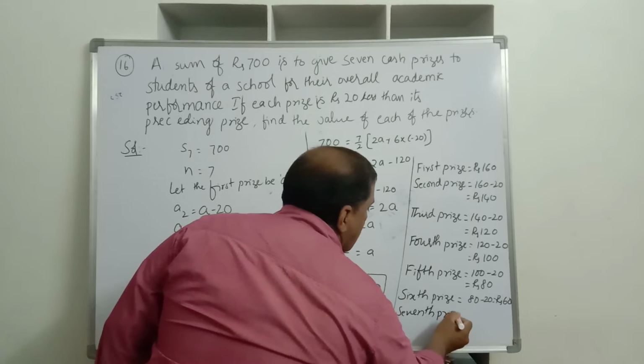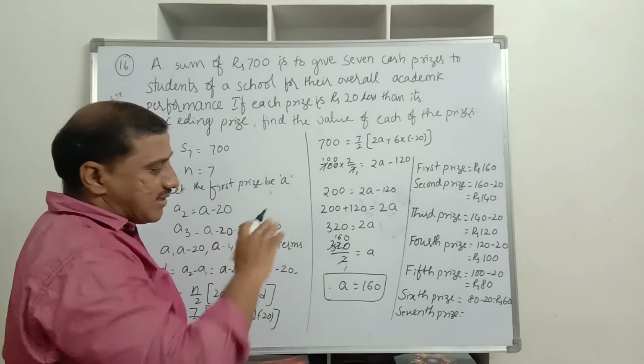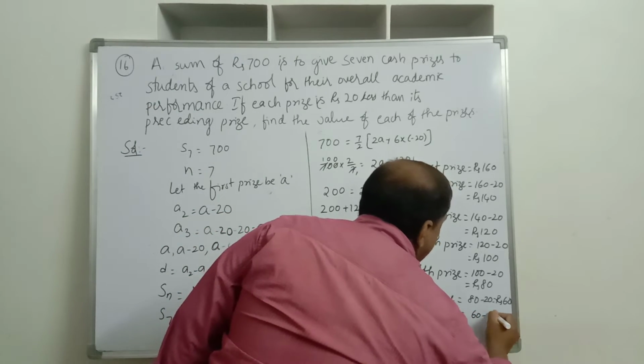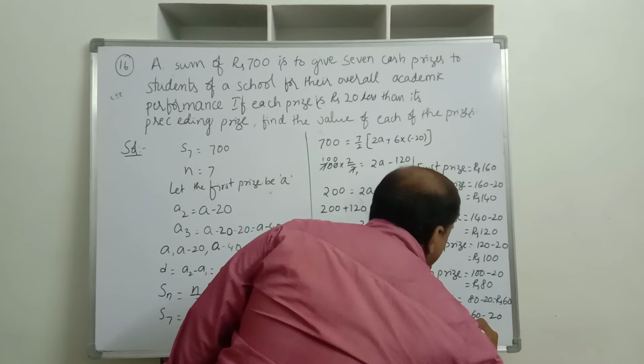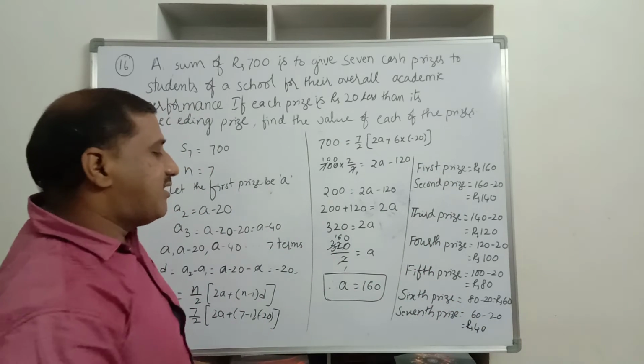Next, the seventh price is again 20 rupees less than the sixth price. The sixth price is 60 rupees. 20 rupees less means minus 20. That is 60 minus 20, which is equal to what? Rupees 40. So 40 rupees is the seventh price.